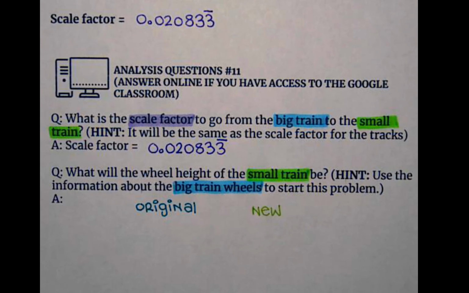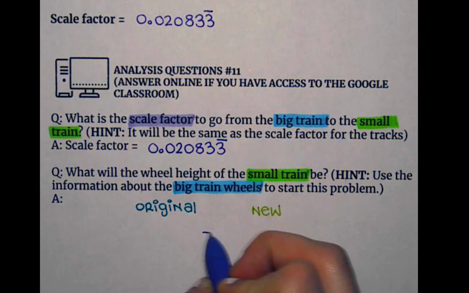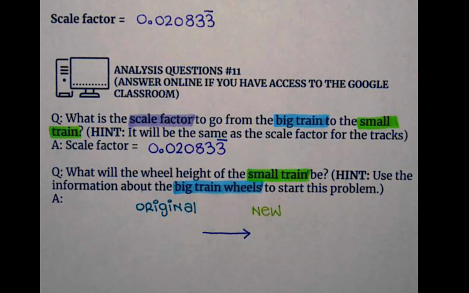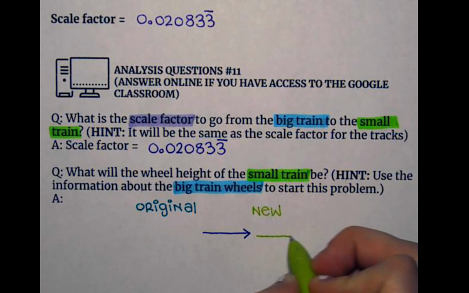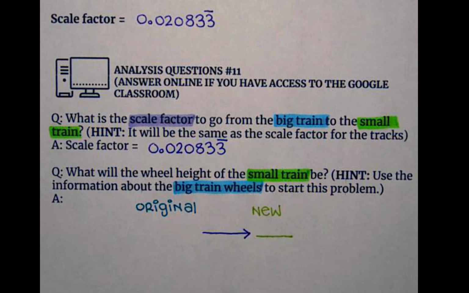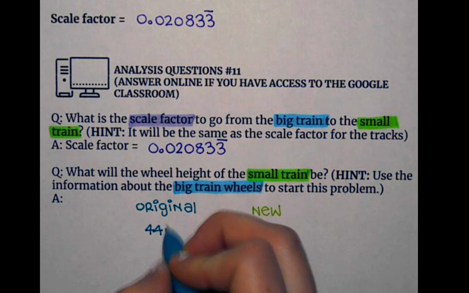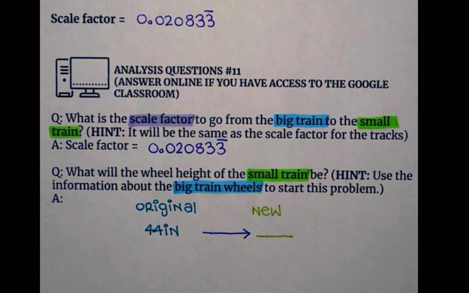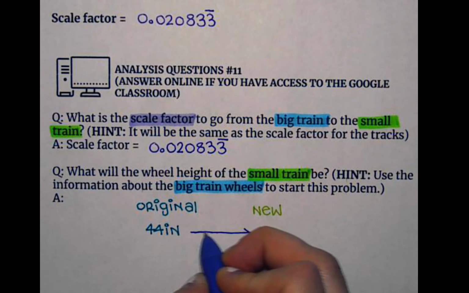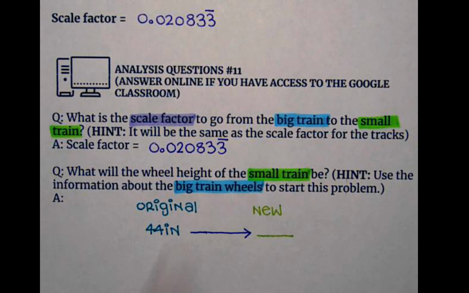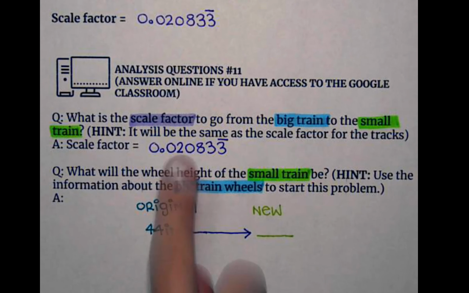And here's the scale factor. We don't know the new number. That's a mystery. But we do know the original for the big wheels. If you look back at the last page, it said 44 inches. Now, we have our purple line here. Remember, you multiply by this number. I want you to do it and show it yourself, and then find this new number, which will be the height of these small train wheels. And it should be a pretty small number because we're multiplying by a pretty small number.